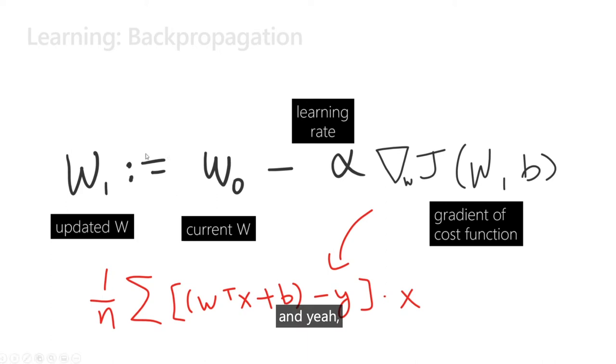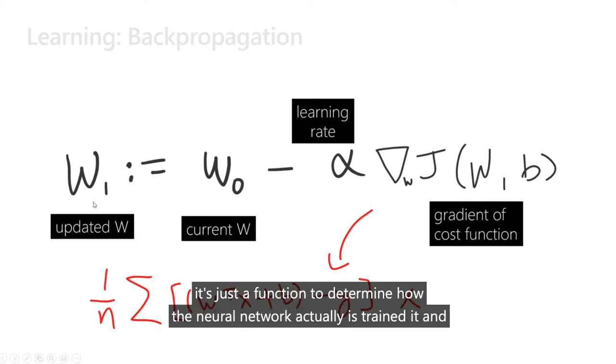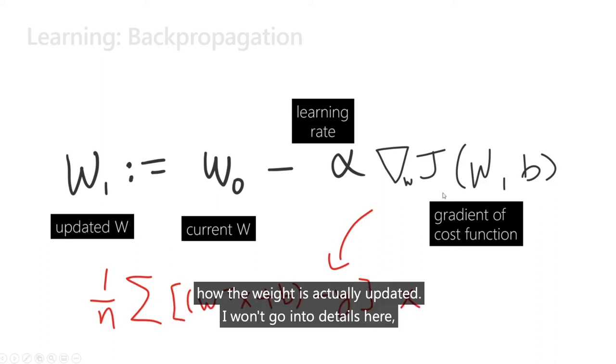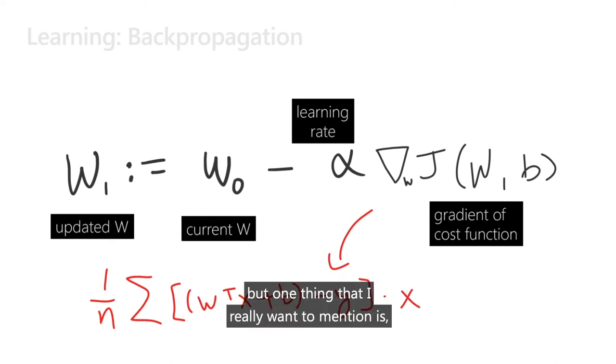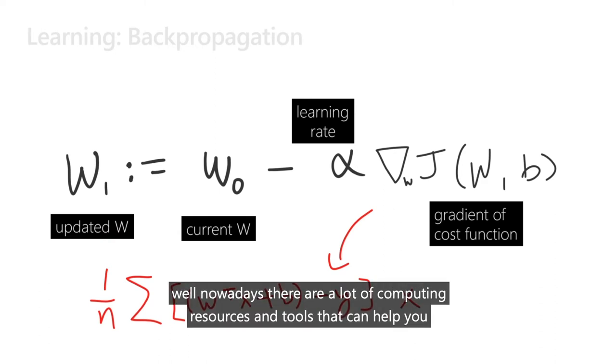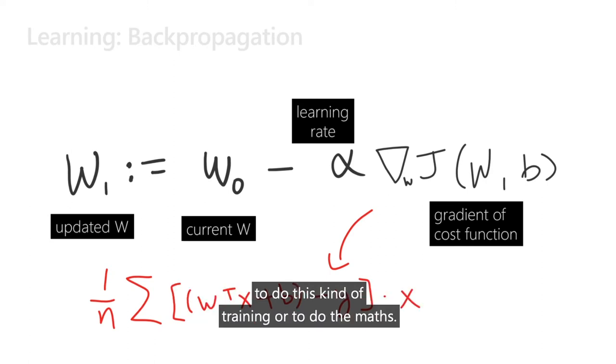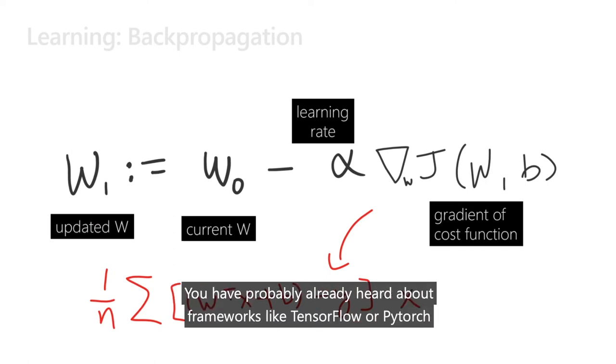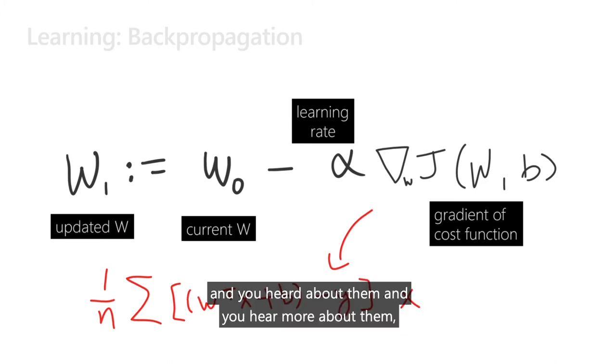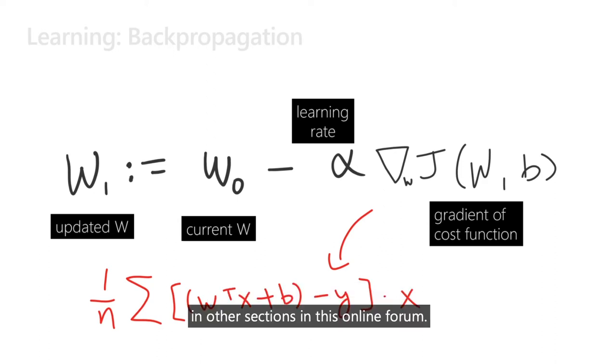And here is just a function to determine how the neural network is trained and how the weights are updated. I won't go into the details here, but one thing I really want to mention is that nowadays there are a lot of computing resources and tools that can help you to do this kind of training or to do the math. You have probably already heard about frameworks like TensorFlow or PyTorch, and you'll hear more about them in other sections in this online forum.